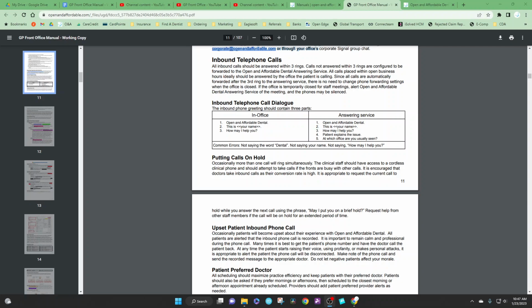If you do have a meeting and you do need to put the phones on silence during your staff meeting, then you'll just alert the Open and Affordable Dental answering service of your meeting, and they will go ahead and take telephone calls during that meeting, and you can simply silence your phones.